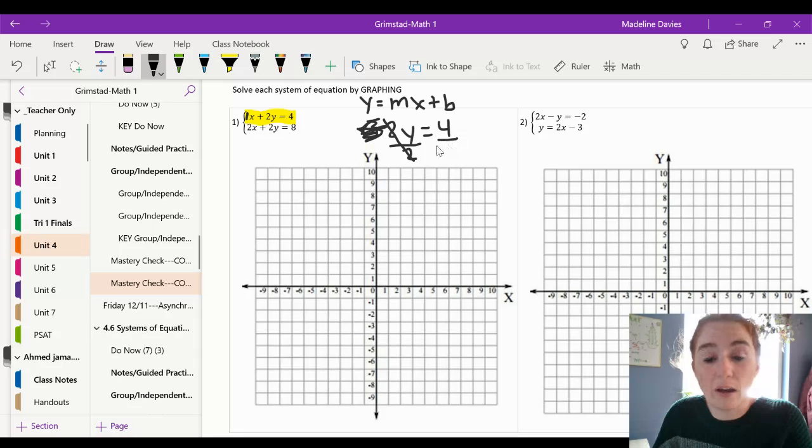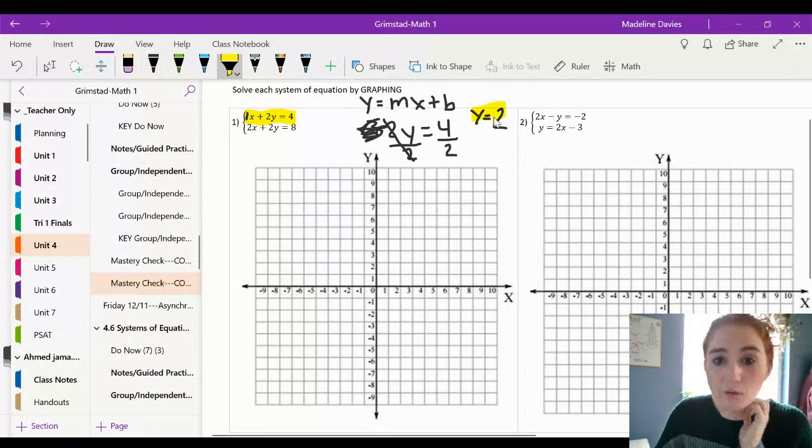Got to do what you do on one side, you have to do to the other. So now I have to divide by 2. So 4 divided by 2 is 2, which means y equals 2. So now I know y equals 2, and that is actually my y-intercept. So now I know I can go up on the y to 2, and that's my y-intercept.